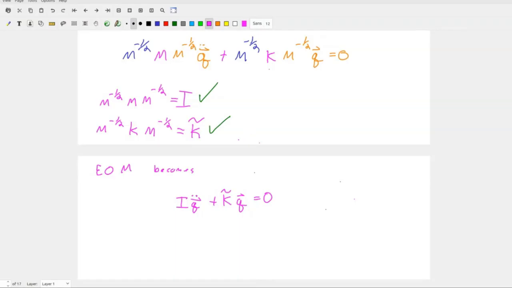All right, so now I have a mass normalized equation of motion, right? So if you think about the standard form of an equation of motion without damping, this is equivalent to that because we don't have any damping in the system. All right, now we have to solve this. How do we solve these equations of motion?